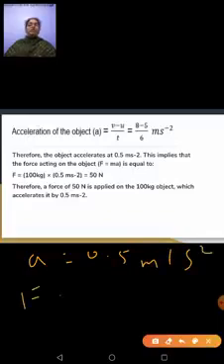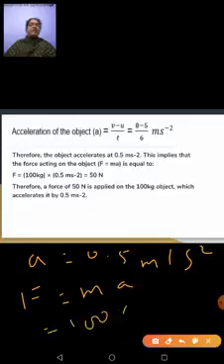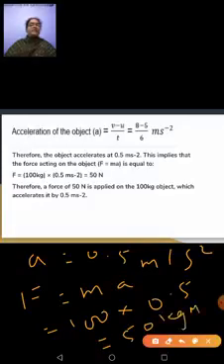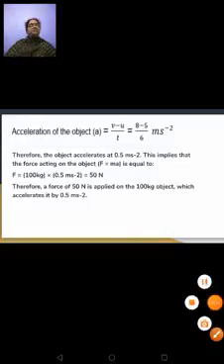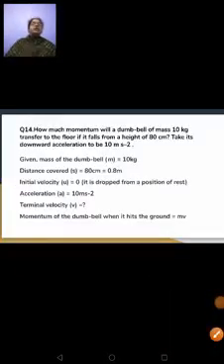Now force is mass into acceleration. 100 is the mass, into acceleration 0.5, which will give me 50 kilogram meter per second square, which is nothing but 50 Newton. So the force applied is 50 Newton. Clear? The sum is very easy, right? Now the next sum. It's a very easy sum.